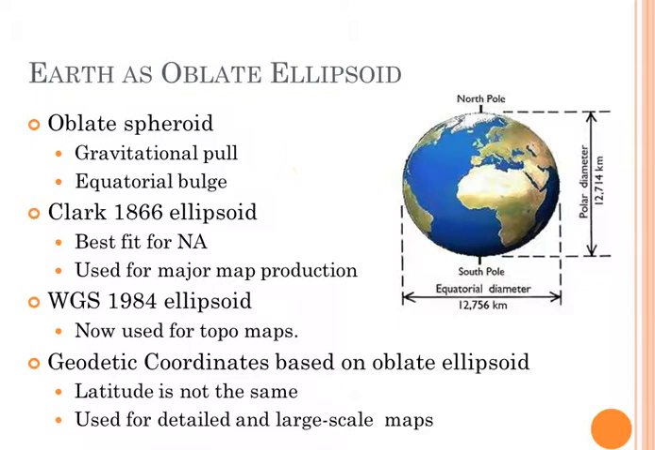And so different people over time have recalculated the ellipsoid, or the shape of the Earth. There was an ellipsoid calculated in 1866, which approximates the shape and size of the United States really well, and that's been used for most of the map productions that we use. Now we've got satellite imagery and satellite capabilities which have created much more accurate ellipsoids. There's one called the WGS 1984 ellipsoid, and that's used in more current mapping.